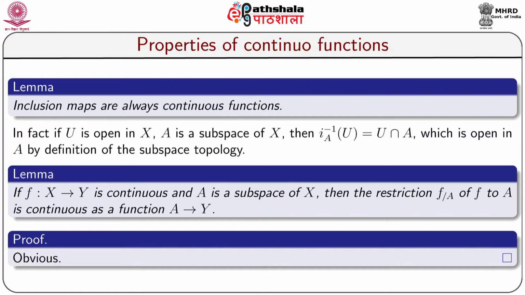Next lemma. If f from X to Y is continuous and A is a subspace of X, then the restriction mapping f restricted to A is continuous as a function from A to Y. Let us skip this proof.